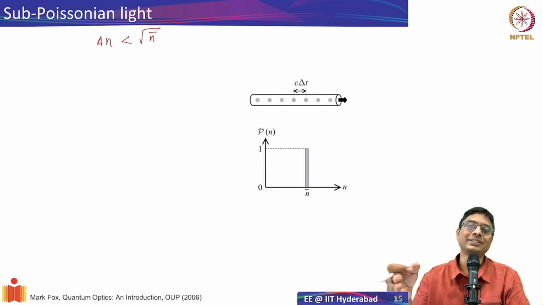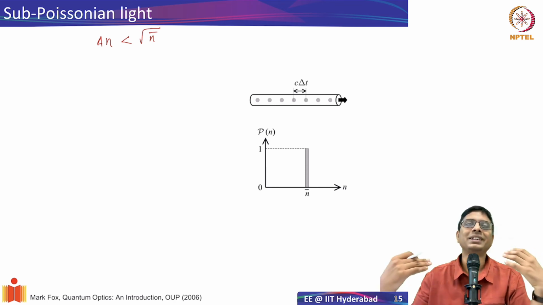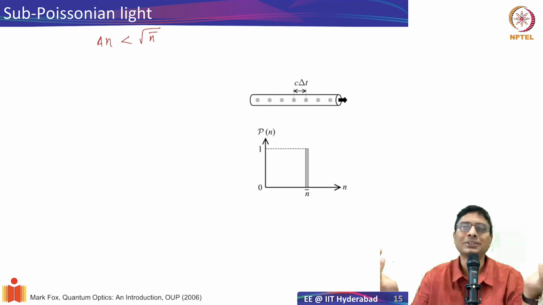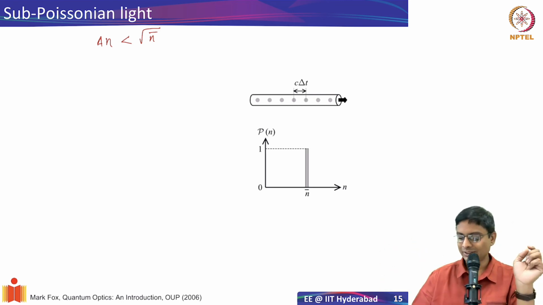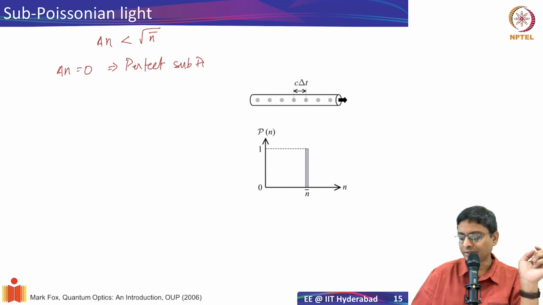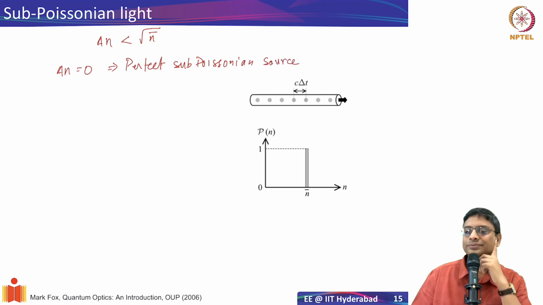What does it mean that delta n is less? What is an ultimately perfect Sub-Poissonian source, where delta n is 0? So if I have my delta n equal to 0, that implies a perfect Sub-Poissonian source. What is such a source?